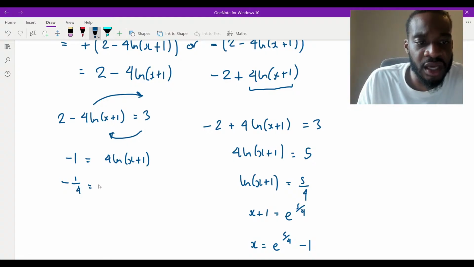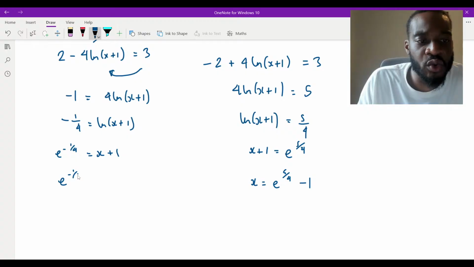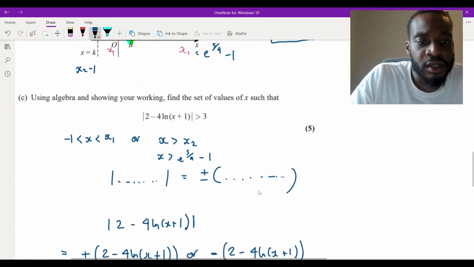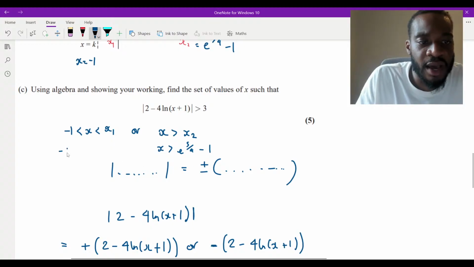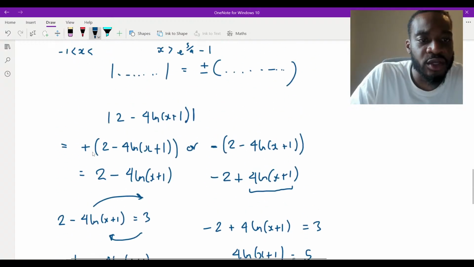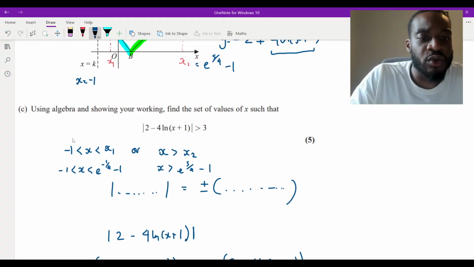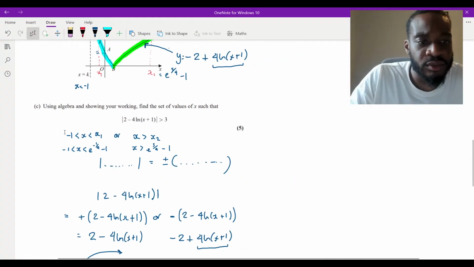It's going to equal the ln of x plus 1. Take the e of both sides. So it's going to be e to the minus a quarter is equal to x plus 1. So therefore, e to the minus a quarter minus 1 is going to equal x, right? And this is going to equal our x1 value, and that was x2. So therefore, that one is going to be this one here. So it's going to be minus 1 x, and then that value, which was what? e to the minus a quarter minus 1. So these are going to be your two answers here.